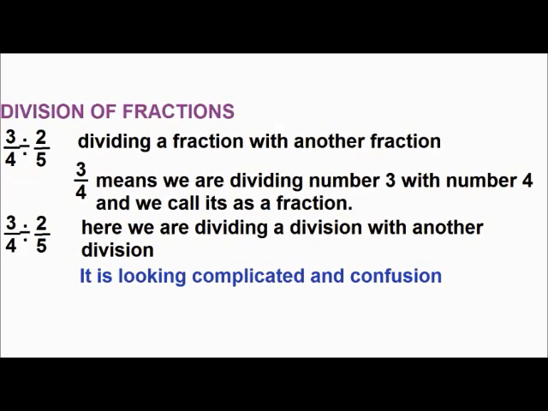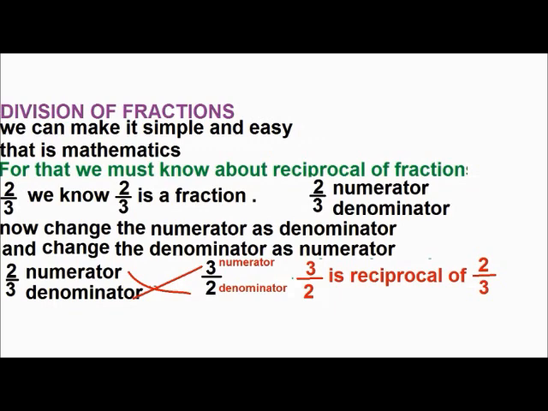The first fraction 3 by 4 means we are dividing the number 3 by the number 4, and we call it a fraction. 3 by 4 is a division and we call it a fraction. That means 3 by 4 divided by 2 by 5 means dividing a division with another division. It is looking complicated and confusing. But we can make it simple and easy.